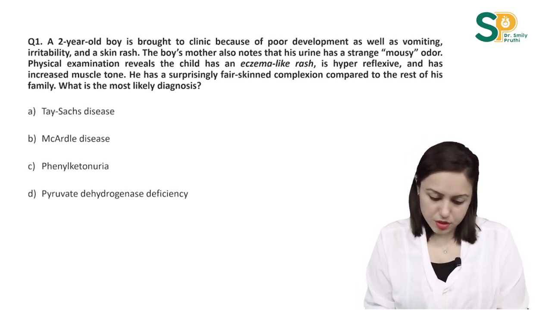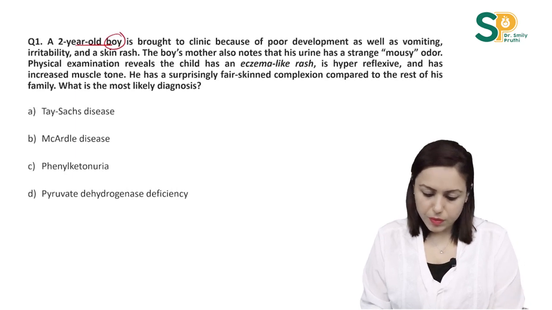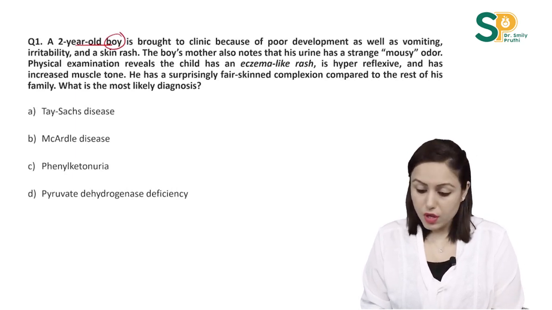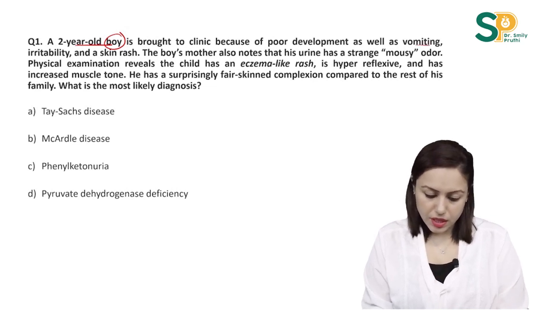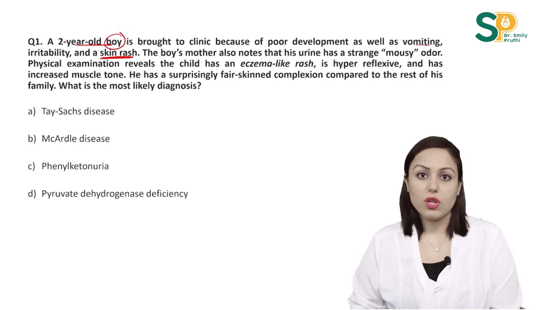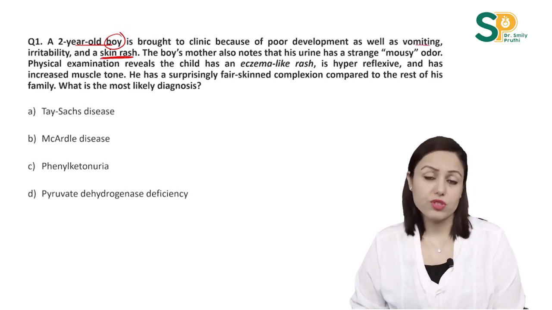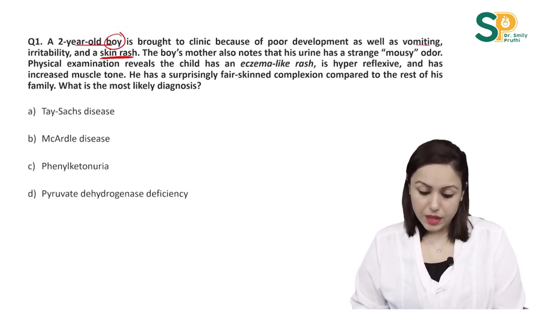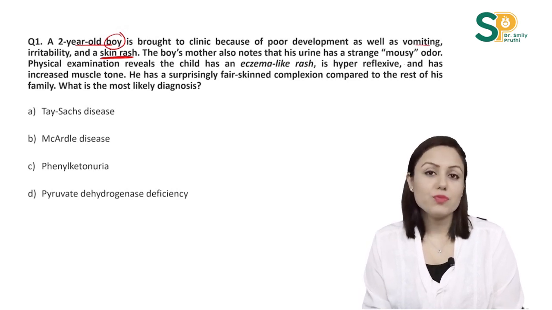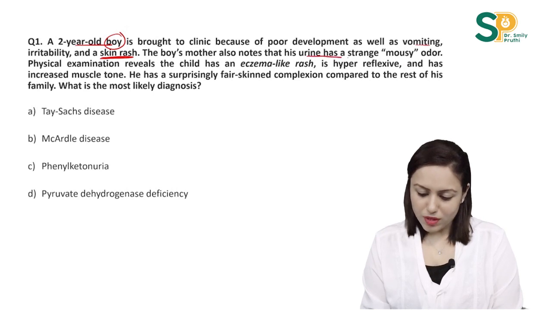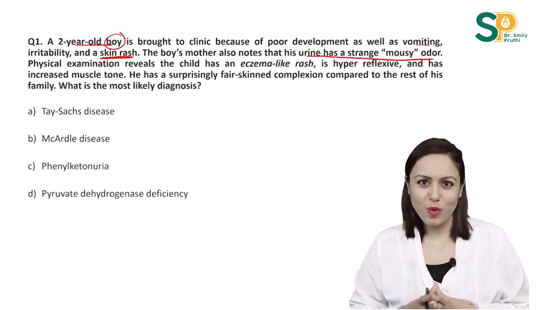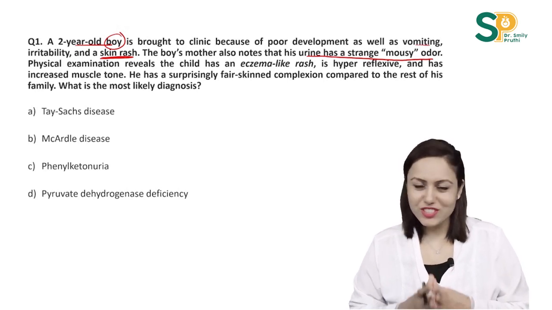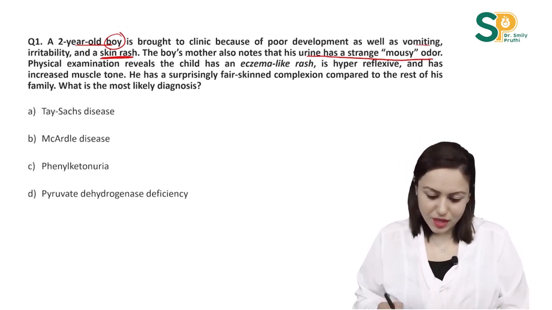A two-year-old boy is brought to clinic because of poor development as well as vomiting, irritability, and skin rash. So the patient has some skin rash. That's an important finding. Then the boy's mother also notes that his urine has a strange mousy odor. So our answer is very easy now when mousy odor is given in the question. You know what I am saying. Okay, let's read the full question, then I'll be telling you the answer.